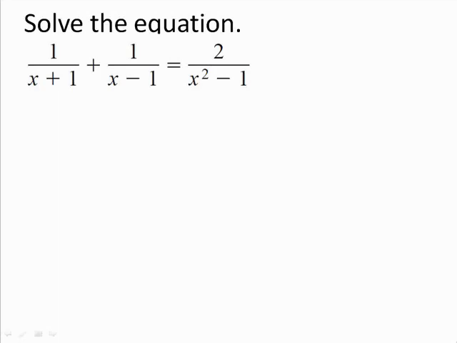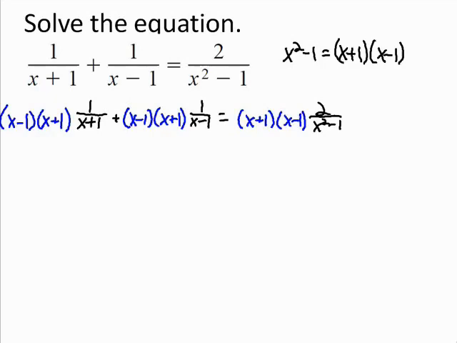Solve the equation. 1 divided by x plus 1 plus 1 divided by x minus 1 equals 2 divided by x squared minus 1. X squared minus 1 equals the quantity x plus 1 times the quantity x minus 1. So the least common denominator is the quantity x plus 1 times the quantity x minus 1. Multiply each side of the equation by x plus 1 times x minus 1.